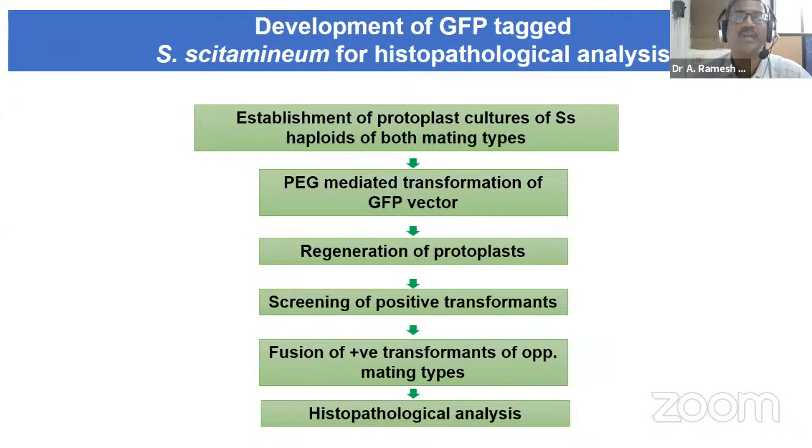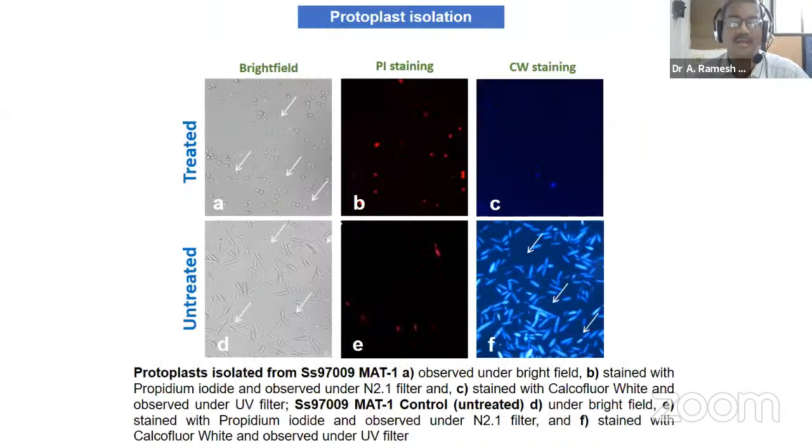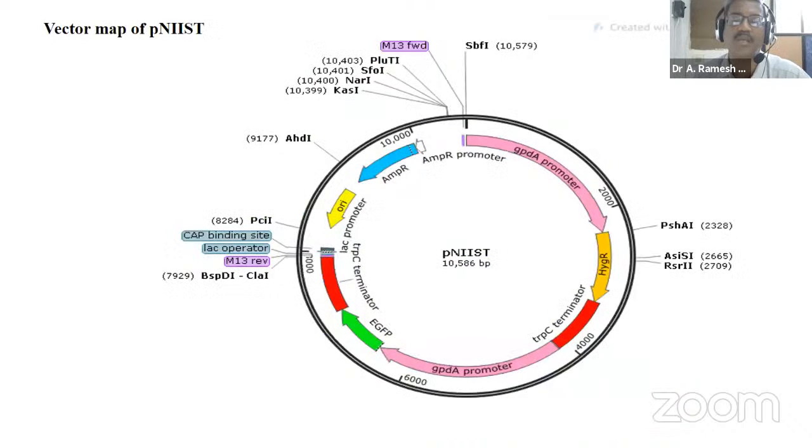To be very brief, here we wanted to establish a GFP-tagged Sporisorium scitamineum to make the histopathological analysis more visible, so that we can understand what is happening between pathotypes differing in virulence. And this is the success of isolating the protoplast, the first of its kind. We have got a very convincing result.